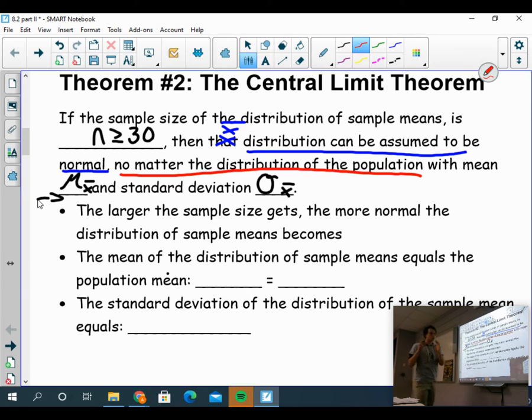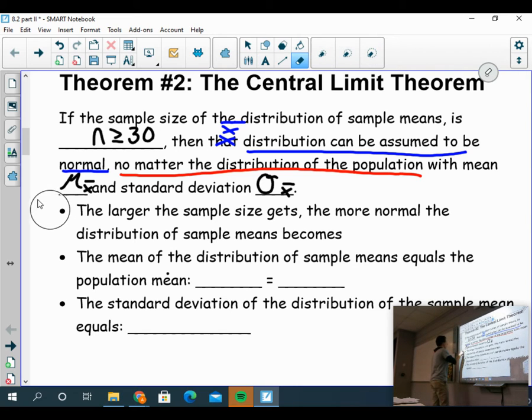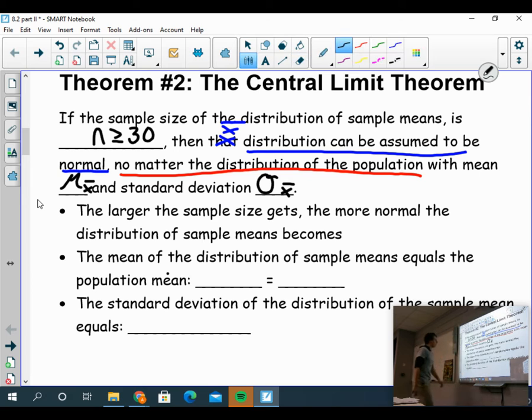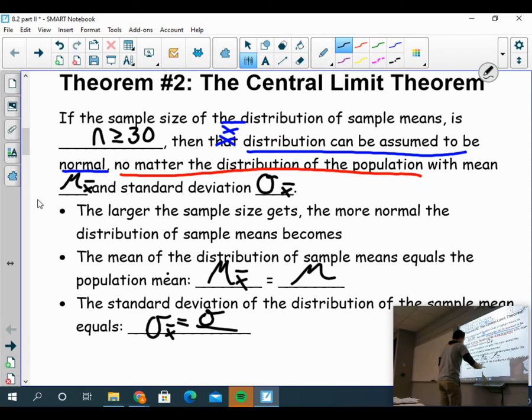And of course, the distribution of sample means is going to have a mean mu of x bar and standard deviation sigma of x bar. So what are the consequences? Well, again, let me write the symbols in. You can pause it and write down the definition. Okay, you can go ahead and pause, write those down.